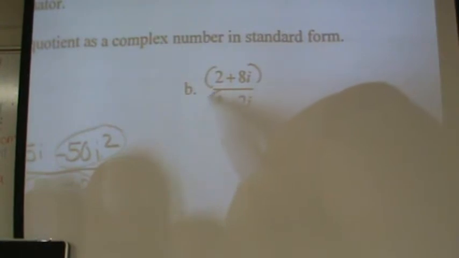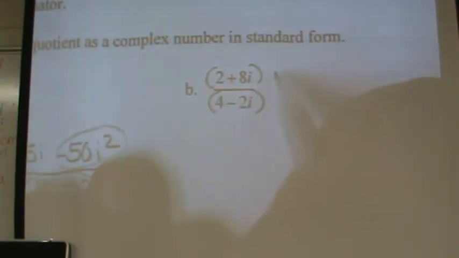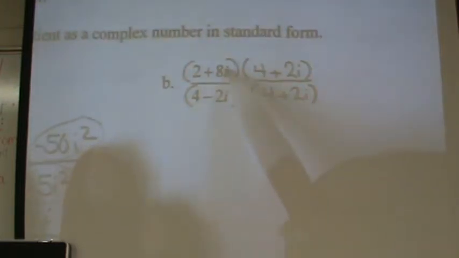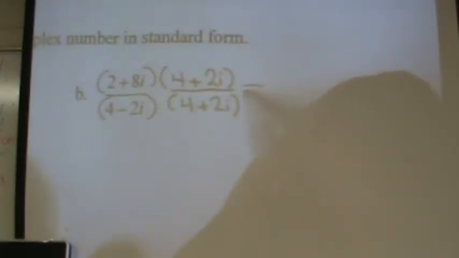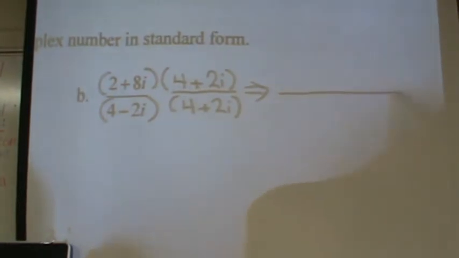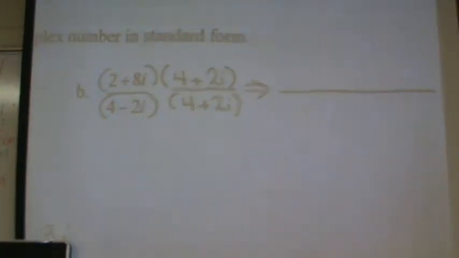One more, and I'm going to give you guys your homework. What is the conjugate? 4 plus 2i. You have to multiply the top and the bottom by the conjugate of the bottom. So now let's multiply across. Let's make one big fraction bar. And let's FOIL the numerator.